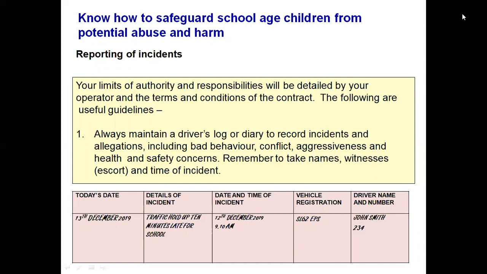If you've got an assistant, you've got a ready-made witness. Record the time and date of the incident, and who you reported it to. I'll give you a straightforward example where the driver's been late. The date, he was late, 10 minutes for school. Time, vehicle he was driving, his name and driver number. It could obviously be a lot more detailed than that, depending on what the incident is.